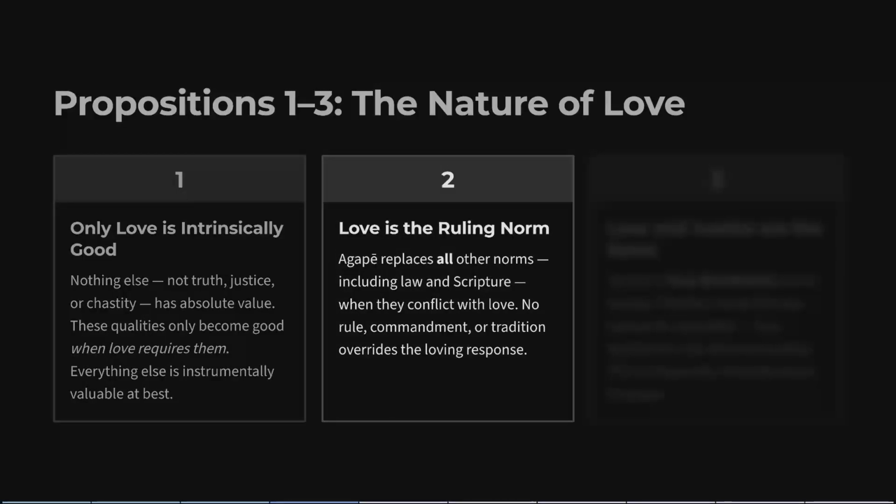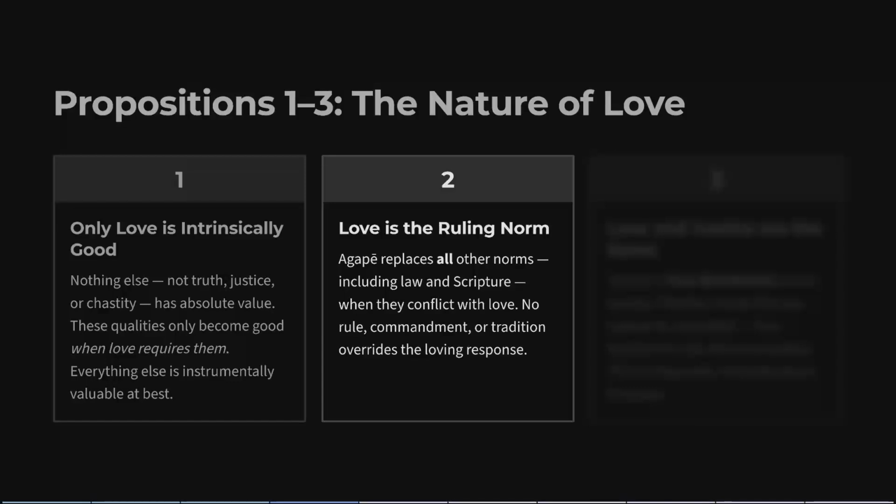Proposition 2 is love is the ruling norm. Agapē replaces all other norms, including law and scripture, when they conflict with love. No rule, no commandment or tradition overrides the loving response, not even the Bible. And Fletcher is not saying scripture is worthless, he is saying it is not absolute. When the letter of the law produces unloving outcomes, the spirit of love must prevail.